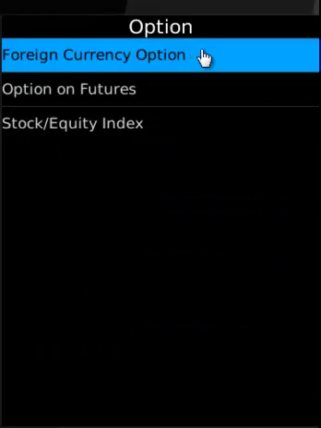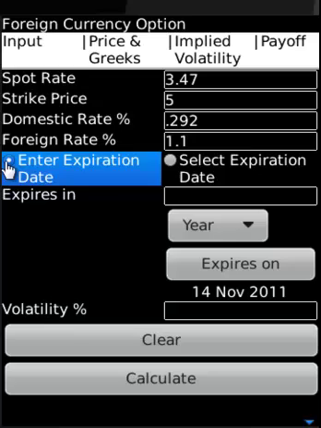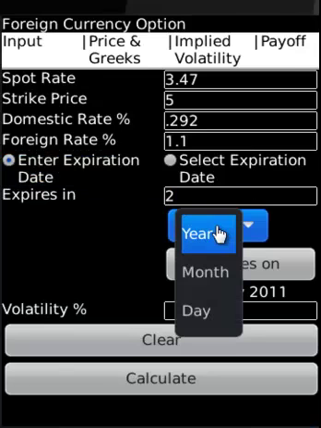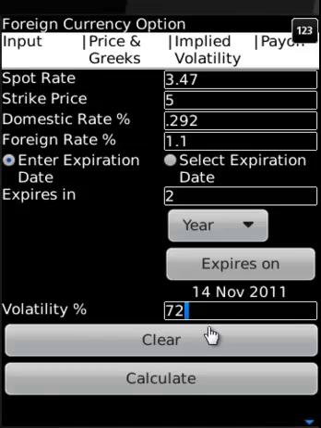Similarly, let's take a look at the foreign currency option. So 3.47, we have strike price is 5, domestic rate is 0.292, foreign rate is 1.1, and we say enter the date. We say 2 years. You can actually select a year, month, or day. So we are sticking with year in this case, and volatility is 72%.